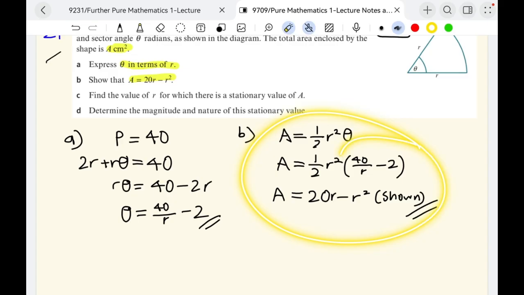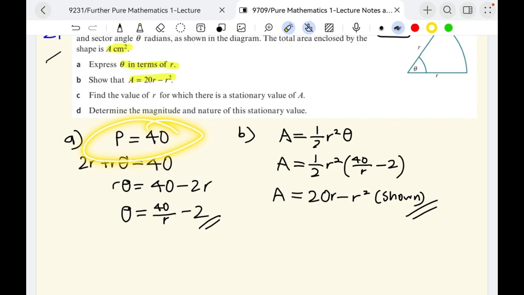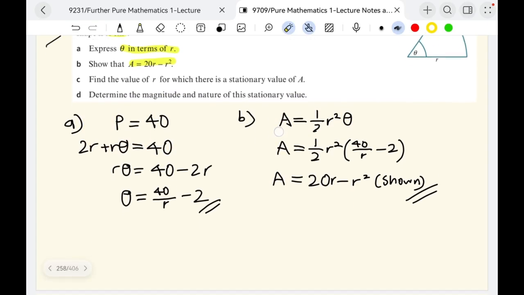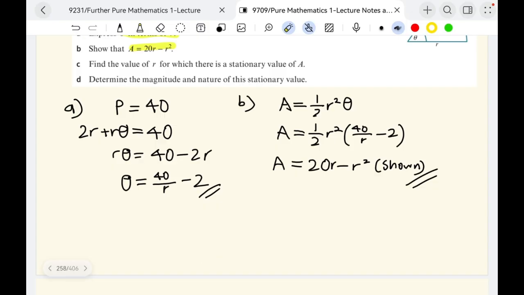Usually part B is only worth 1 mark. So if you are able to express, from the information given from the perimeter and the area, the area of the sector in terms of r like this, like the tackling questions we have discussed in the last video.